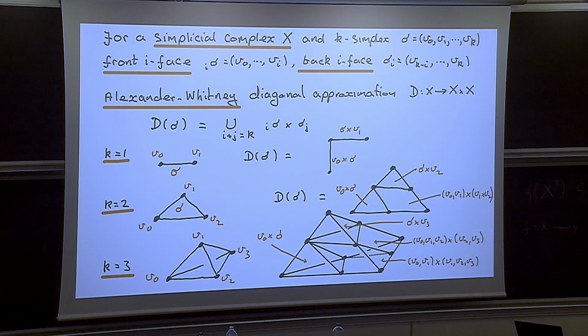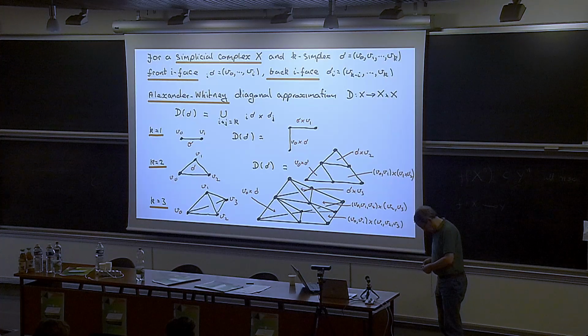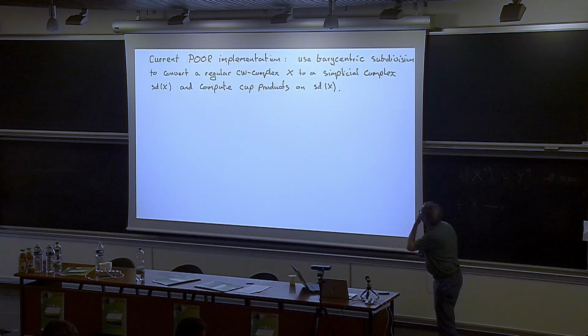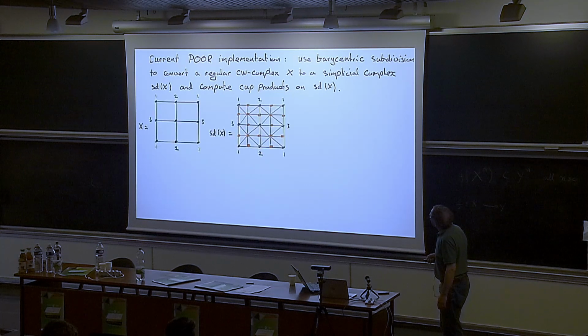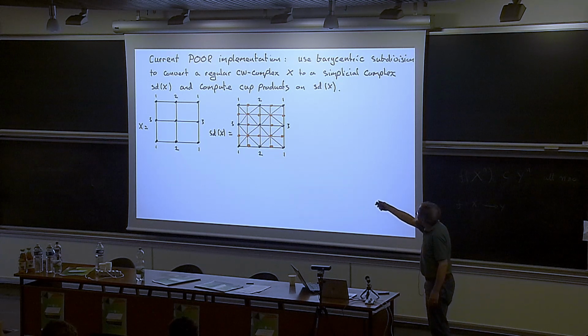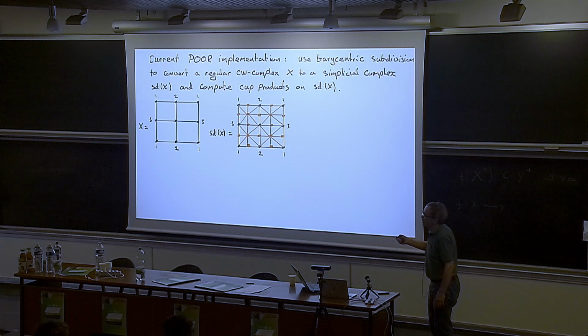You've got a Toblerone, and then there's another Toblerone cell there. I can't draw any higher, but at least there's a formula, so that's easy enough to implement on the computer, and you can produce cup products. Currently, the implementation is poor, because if you want to find the cohomology ring of the torus, the current procedure would be to subdivide to produce a simplicial complex, a horrible triangulation.